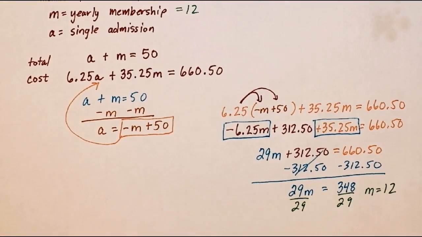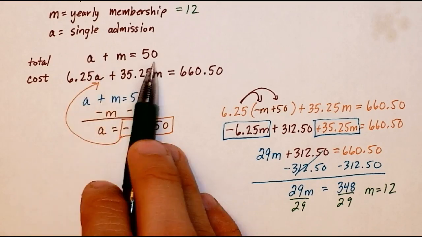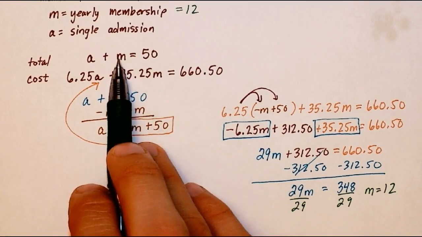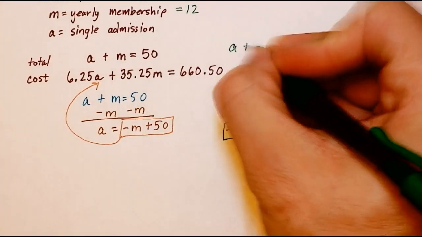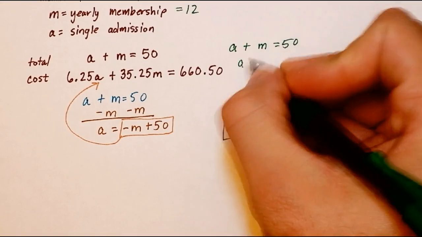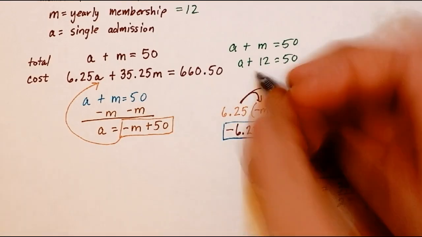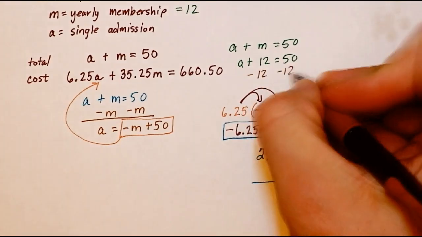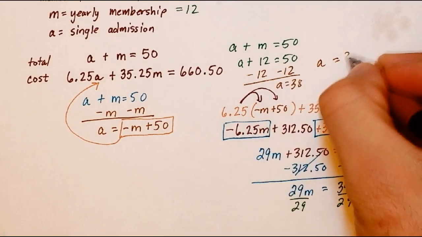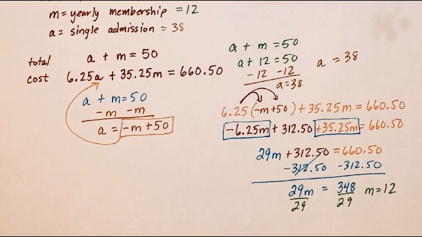Okay, so I know that between the yearly membership and the single admission, there had to be a total of 50. So now I'm going to take 12 and substitute that in for M. So A plus M equals 50. I'm going to take out M and put in 12 in its place. And now I want to solve for A. So I'm going to subtract 12 from both sides. And I get that A is equal to 38. So that means that there were 38 single admissions sold.